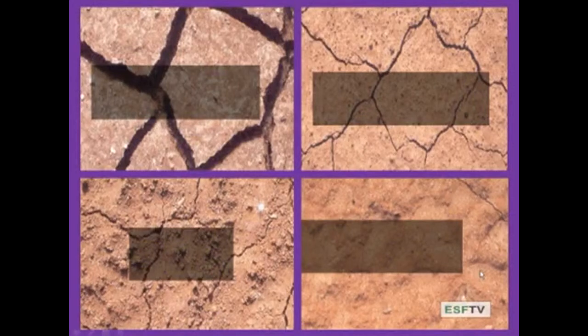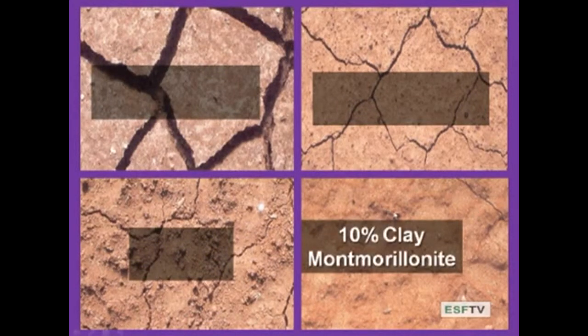So let's get a picture. Here on the lower right, this is what something looks like after it dries. This is 10% clay, and it's montmorillonite clay. What is that? One of the smectites, one of those 2-to-1 expanding clays. But the overall concentration of this clay in the texture is very small, 10% clay. Hence, you don't see those big cracks.